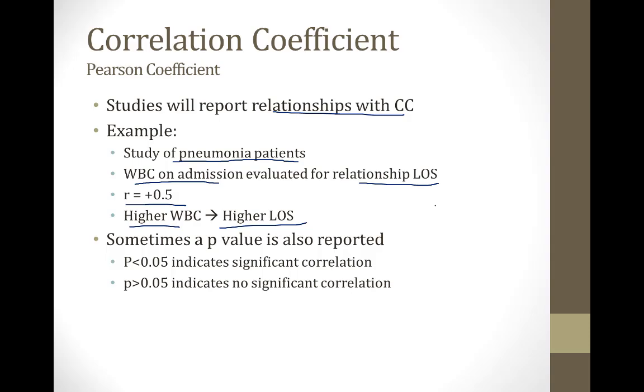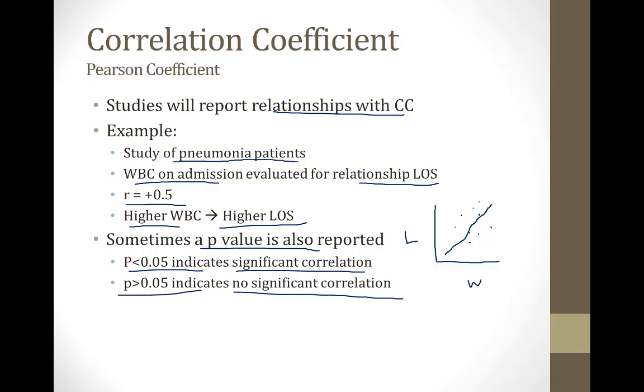And if they showed a chart of that, it would look something like this. It would have the white blood count here on the bottom and the length of stay on the y-axis here, and the relationship would be something like this, a straight line with lots of data points around it, showing you that the R value is positive 0.5. Sometimes the studies will also report a p-value, and so if there's a p-value, if it's less than 0.5, it indicates a significant correlation, and if it's greater than 0.5, it indicates no significant correlation. So this is a statistical test to see if the R value that was found is statistically significant.